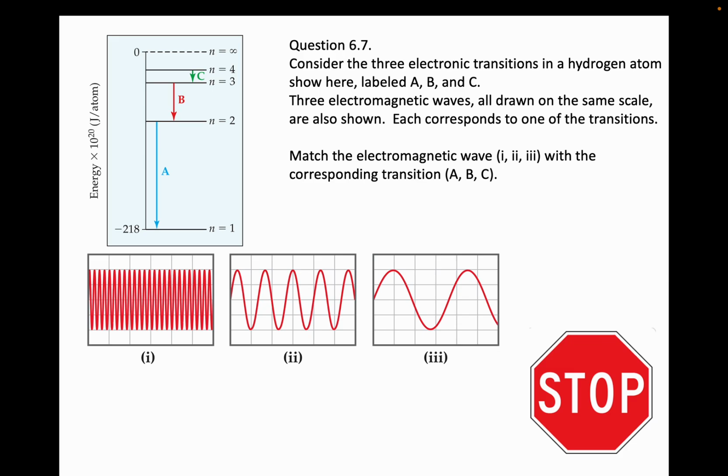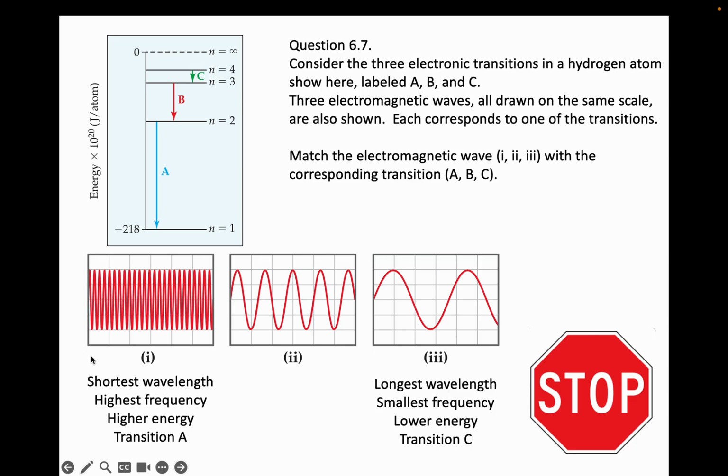Here's a few end of chapter questions on this topic. This is question 6.7. Consider the 3 electronic transitions here in the hydrogen atom, labeled A, B, and C. And we have 3 different representations for electromagnetic waves. Match them up. Which of the waves descriptions correspond to the transitions A, B, and C? Let's stop the video and give that a try.